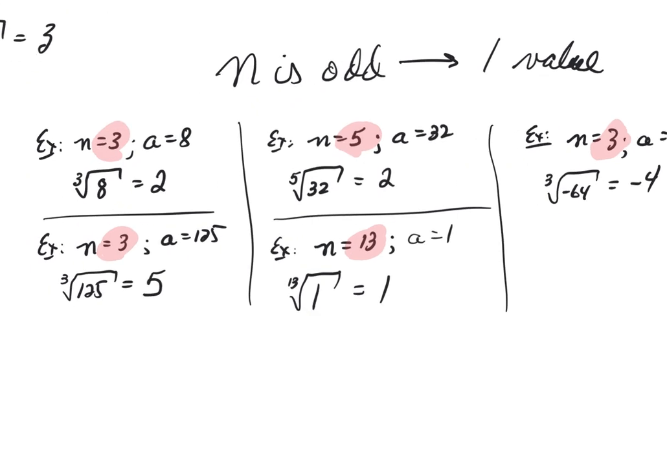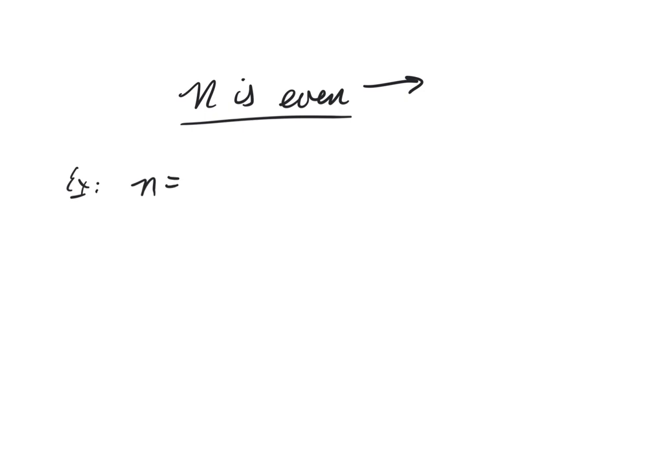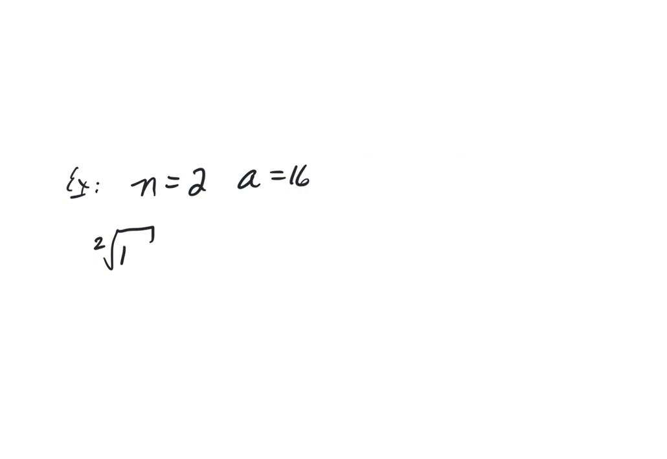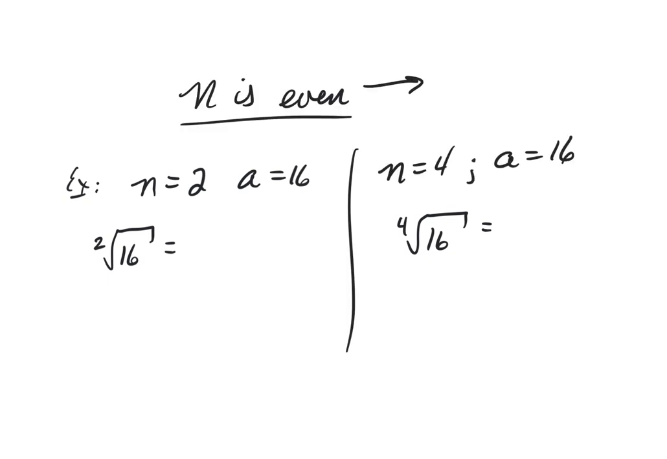Okay? Unfortunately, you probably kind of know where this is going. What if n is even? So what if we have a problem where we have n equal to, let's just keep it easy, 2, and our a value is 16? Or what if we have n equals 4, and our a value is 16? Well, what this would then become is the second root or square root of 16, or this one would become the fourth root of 16.